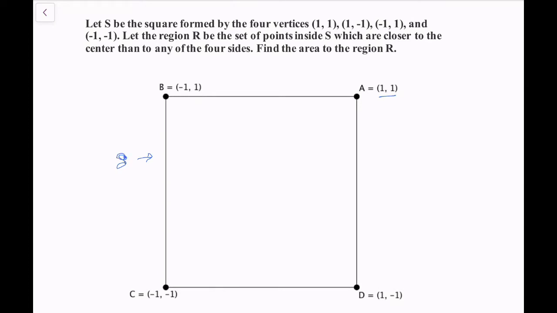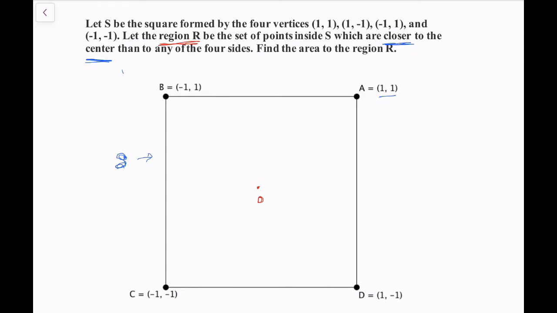Inside this square there are certain points which are closer to the center. So let's draw the center. The center is, suppose, it's here. So this particular region R that we are interested in is a set of points which are closer to the center. So they are closer to the point O than to any of the four sides.